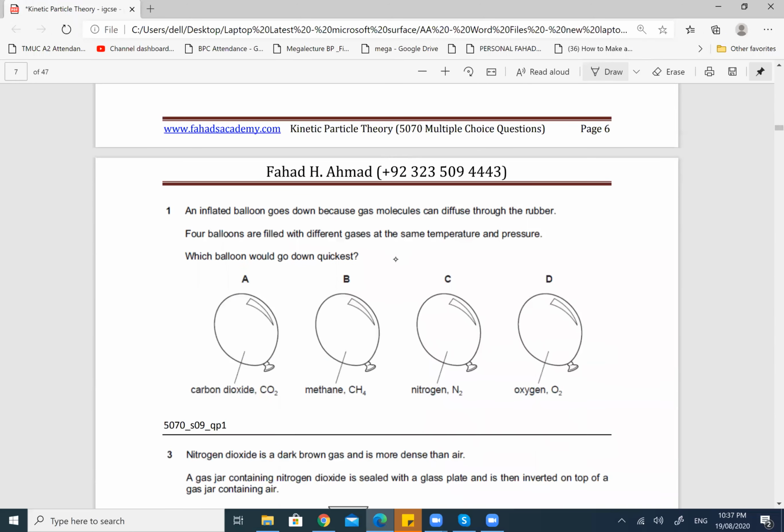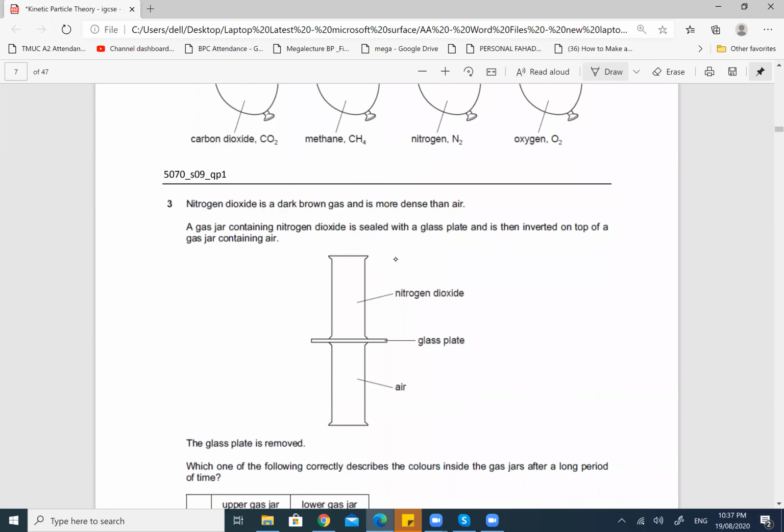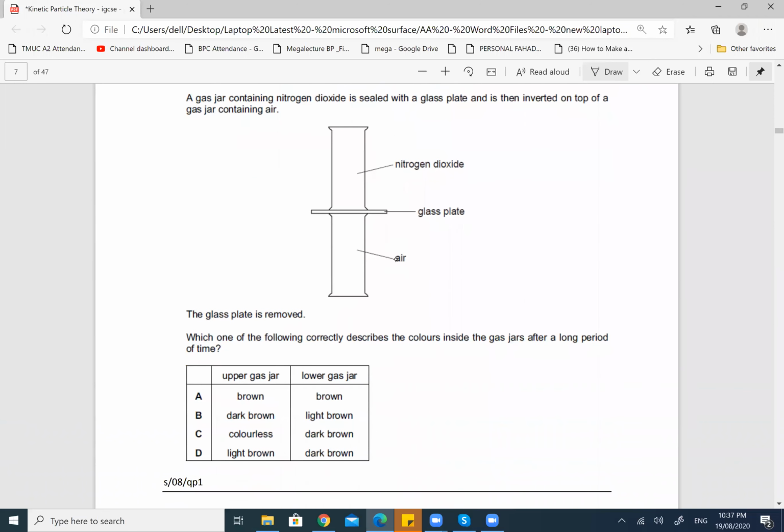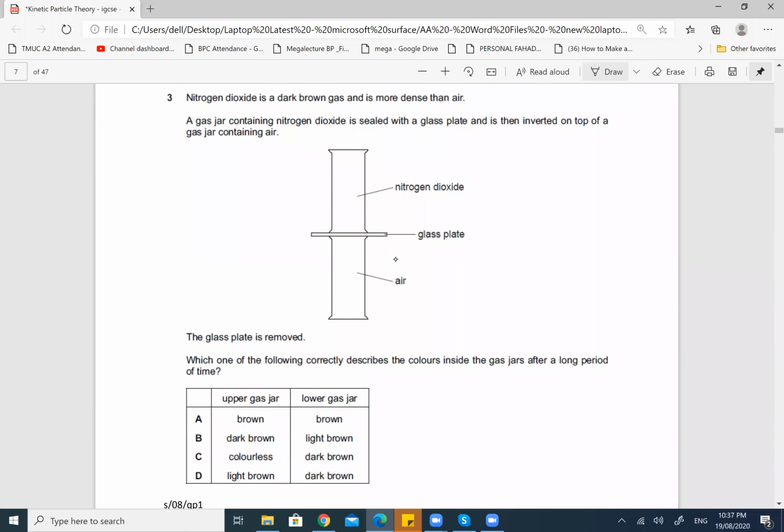We can skip the balloon question. Read this one carefully. He's saying that nitrogen dioxide is a dark brown gas. This one over here is dark brown. Plus, it's also more dense than air, which means it's heavier. So he's removing the glass plate that's dividing the two gases. The glass plate is removed. Which one of the following correctly describes the colors after a long period of time?